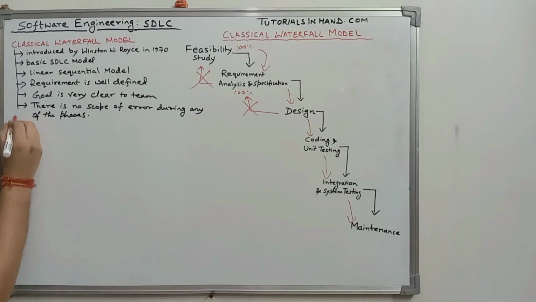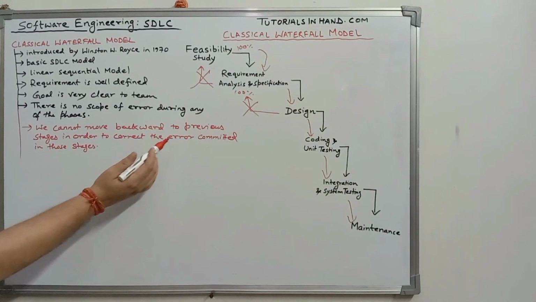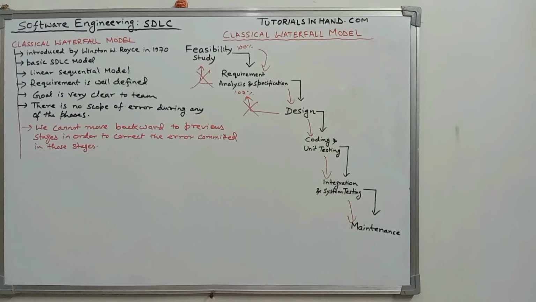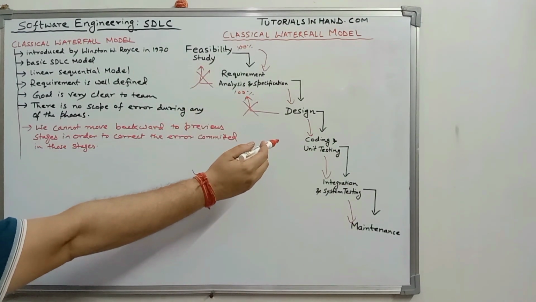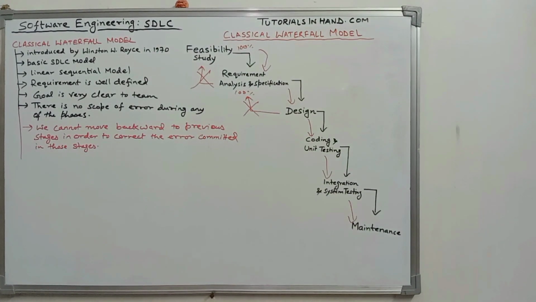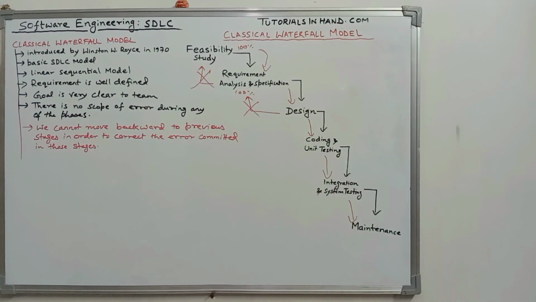So in this model, we cannot move backward to previous stages in order to correct the errors committed in those stages. That means if you are in the coding and unit testing phase, or in the design phase, and there is an error in a previous phase, you cannot move back and correct it. And that is why this model is very ideal. That means it assumes that once a phase is complete, everything is perfect and there is no scope of error correction from the previous phase.